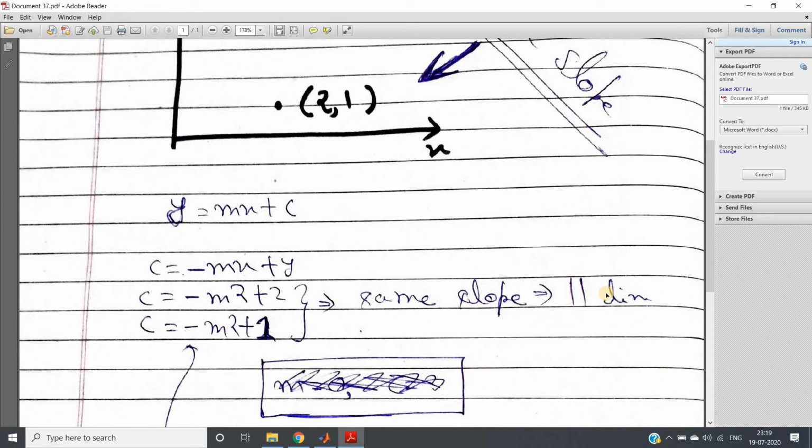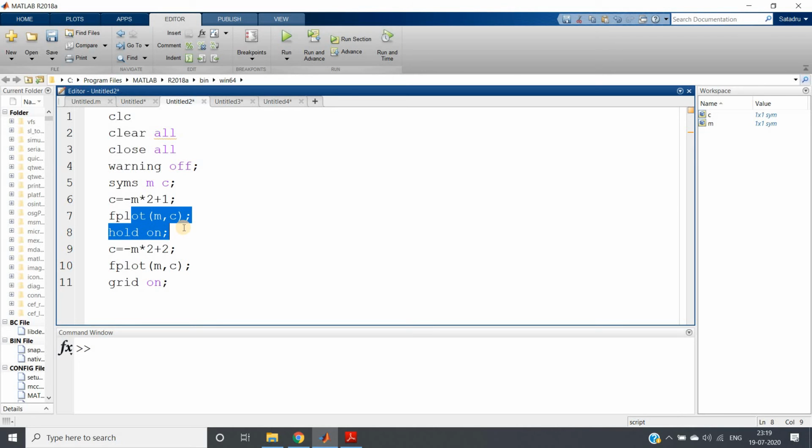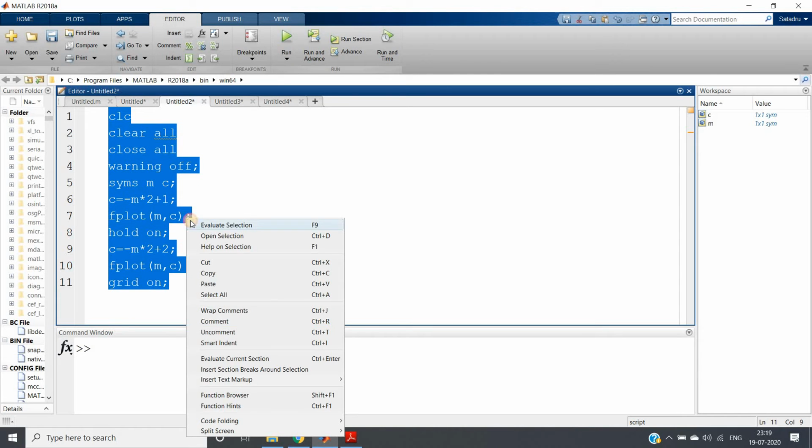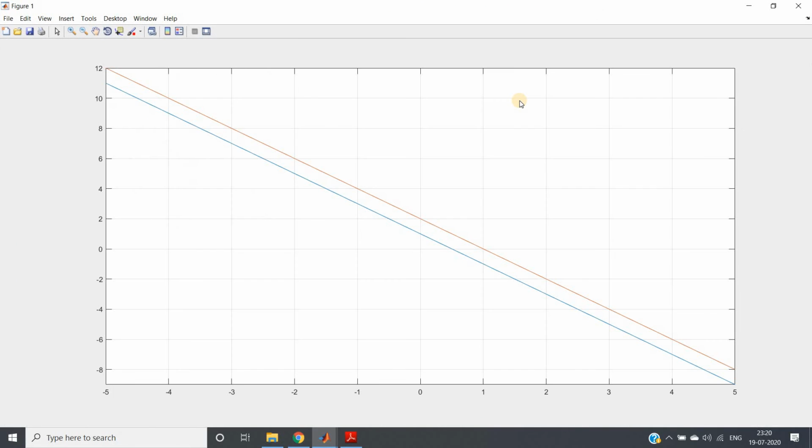Now let us try to visualize this in MATLAB. Same simple code: clc, clear all, close all, warning off. I am taking two parameters, m, and c equal to minus of m2 plus 1 and c equal to minus of m2 plus 2. I am plotting these two line equations using fplot, because these are symbolic expressions, so you need to use fplot instead of plot. I am using grid on to make a grid so that we can find the intersection point, and hold on to plot two straight lines on the same figure window. If I press Ctrl A and evaluate selection, I get these two parallel straight lines.